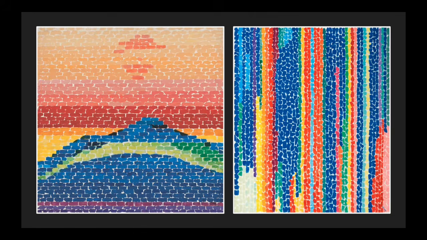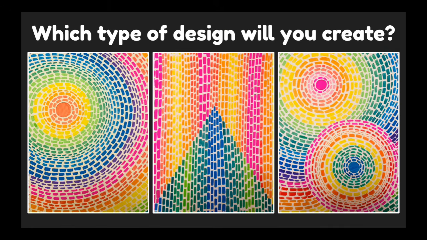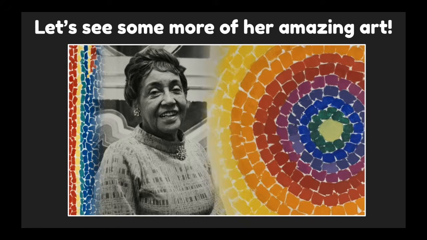bright color. She also used her dashed lines to create art in a different way, like a landscape, like we see here on the left. So which type of design will you create? Well, first, let's see some more of her amazing art and learn about her life as an artist.